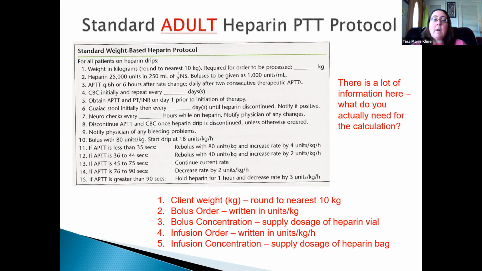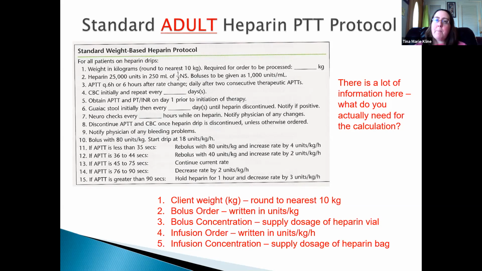Let's get into the actual calculation. So one of the things that I would recommend on your blank piece of paper, when you get to the heparin problem, look for the information that you need and write it down, okay? You need to know your client's weight, okay? It will likely be given in pounds, so you're going to need to know how to convert it to kilograms.